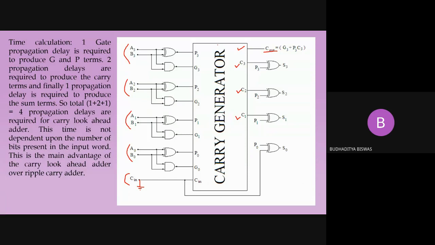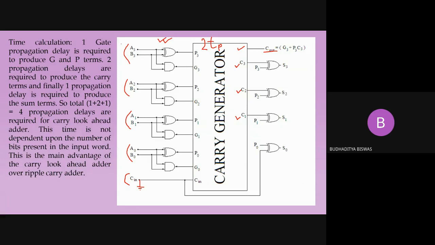Inside the carry generator, as we have calculated already, only 2 TP time is required to generate the carry terms. So inside the carry generator, only 2 TP time is required to produce the carry. Now how much time is required to produce the P and G terms? Somebody can tell me how much time is required to generate the P and G term.